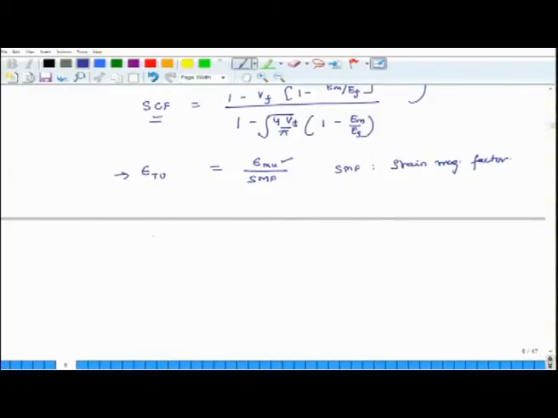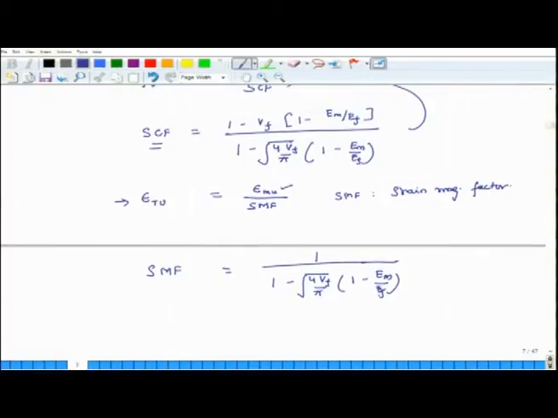And how do we compute SMF? So, SMF is equal to 1 over 1 minus 4 Vf over pi times 1 minus Em over Ef. It is important to understand this. Think about a scenario when Em and Ef is the same. What that means is the modulus of matrix and modulus of fiber is the same. What happens? Then theoretically, when you look at these relations, SCF becomes 1 and SMF becomes 1.